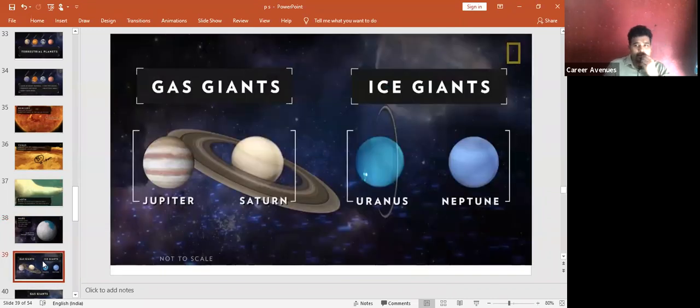Now let's talk about Jovian planets. These Jovian planets are further divided into gas giants and ice giants. Jupiter and Saturn are gas giants. These are made up of gases. While Uranus and Neptune are ice giants.